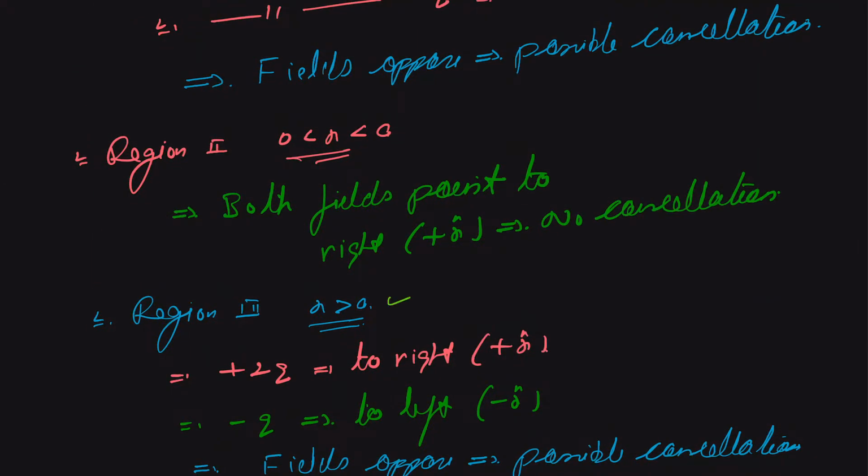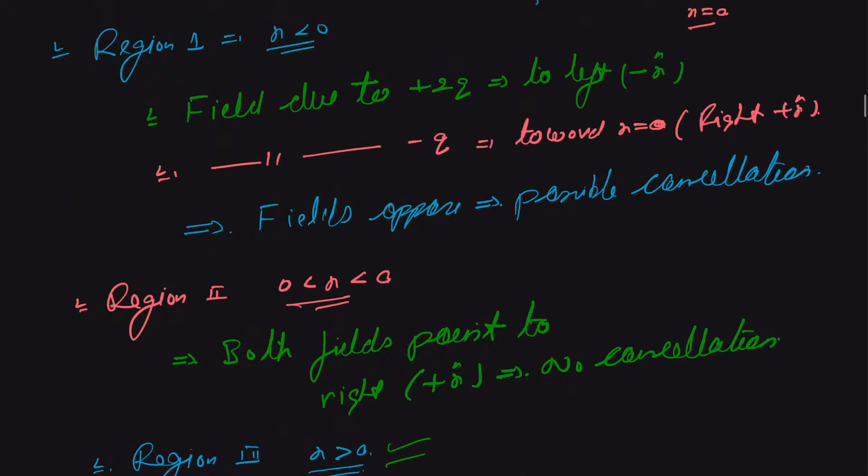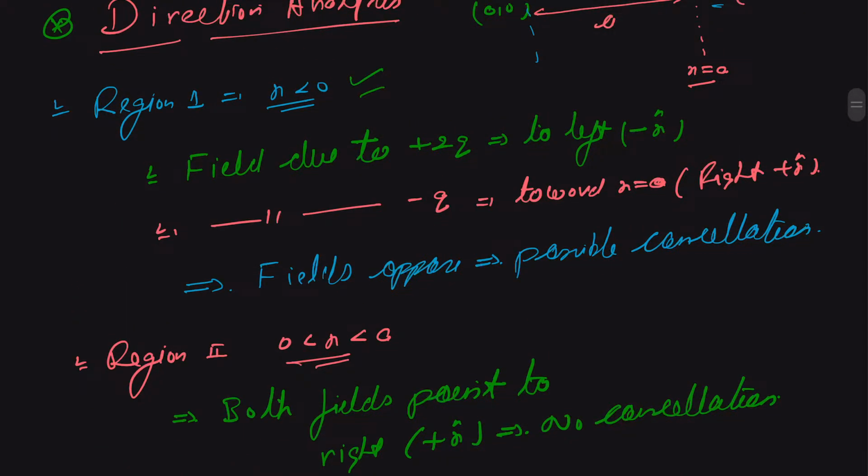So we have only two regions of interest: the third region and the first region. Region 2 is not our region of interest because there is no possibility of cancellation.